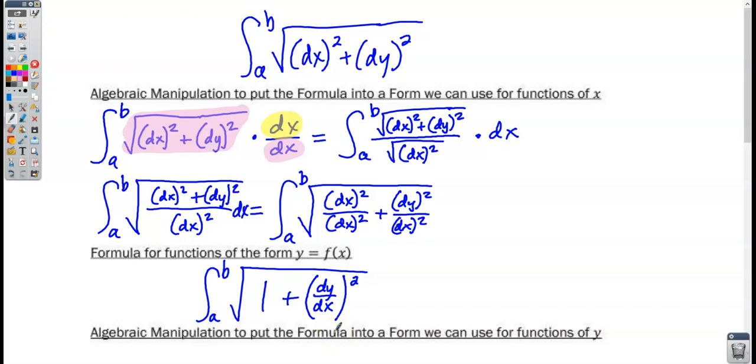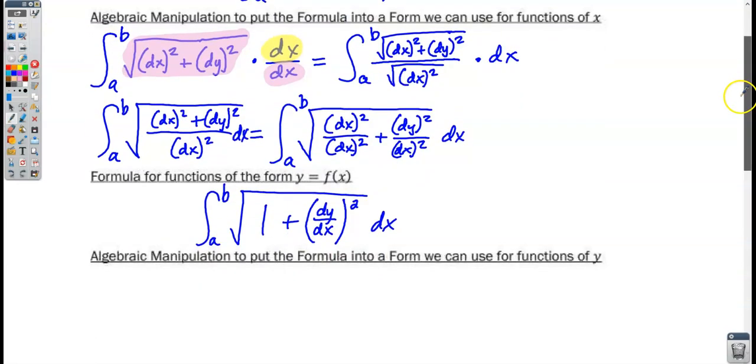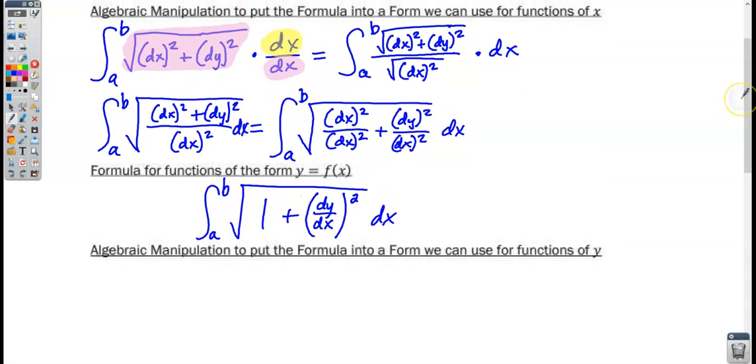Because remember, a and b were the x coordinates of the endpoints of that curve. And so there you go. This is our formula. Oh, and then I dropped the dx. I talked about how I needed the dx, and then I dropped the dx there. There we go. That's our formula for the arc length of a smooth curve when we're working with a function of the form y equals f of x. What happens if we've got a function of y instead? Well, then we want to take this, and my limits of integration are going to be f of a and f of b.